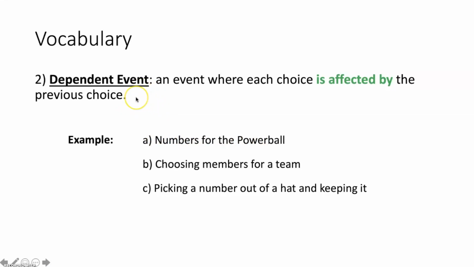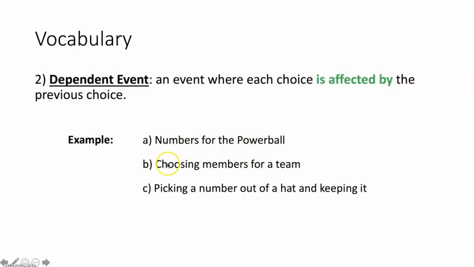Now that ping pong ball stays up. The number that is on that ping pong ball cannot be chosen as any of the other numbers in the Powerball. So your first choice then affects your next choice. You have one fewer ping pong ball to choose from, and that continues on as you select more and more numbers for the Powerball. That's why choosing numbers for the Powerball is considered a dependent event.